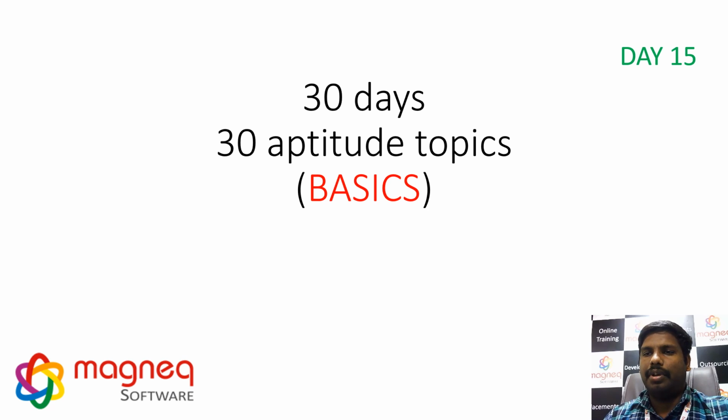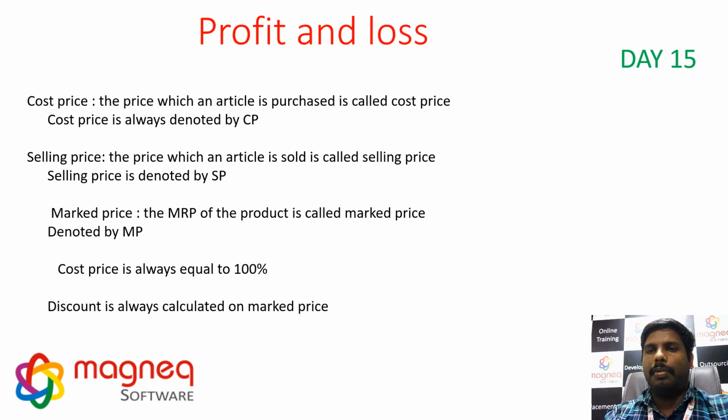30 days, 30 aptitude topics. Day 15. Today's topic: profit and loss. So, cost price. The price at which an article is purchased is called cost price. Cost price is always denoted by CP.